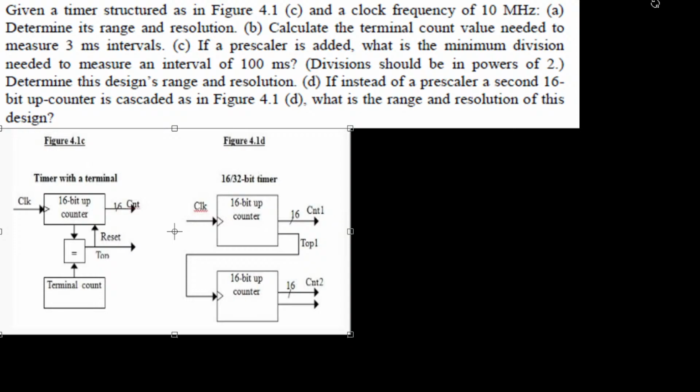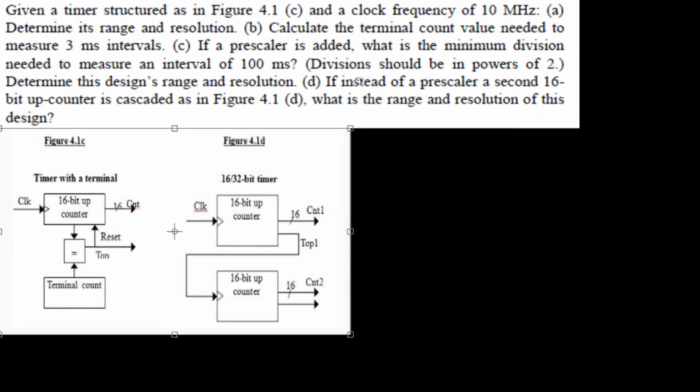This question is asking, given a timer structured as in figure 4.1c and a clock frequency of 10 megahertz: the A part is asking to determine its range and resolution, the B part is asking to calculate the terminal count value needed to measure 3 millisecond intervals, and the C part is asking, if a prescaler is added, what is the minimum division needed to measure an interval of 100 milliseconds, where the division should be a power of 2, and to determine this design's range and resolution.